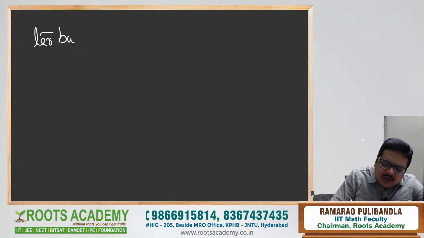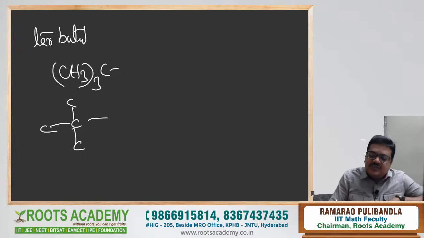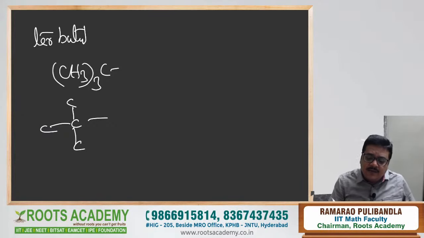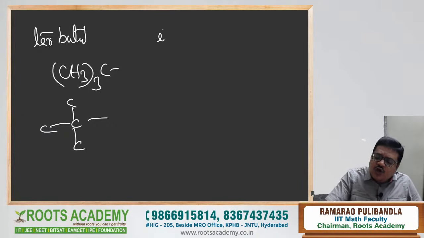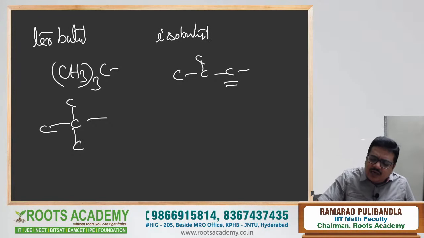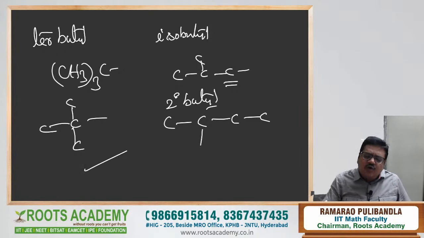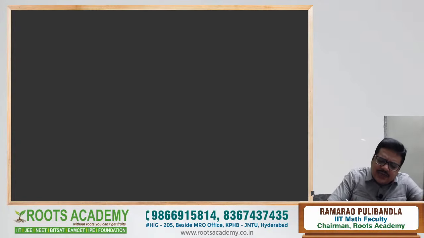Next one, tertiary butyl. Tertiary butyl, right. CH3 thrice, C, means a carbon connected to 4 carbons. It is tertiary butyl. Next, isobutyl. This is called isobutyl. Secondary butyl, I already told you, this is secondary butyl. Like that, we have to memorize prefixes. Now, I want to discuss IUPAC nomenclature.